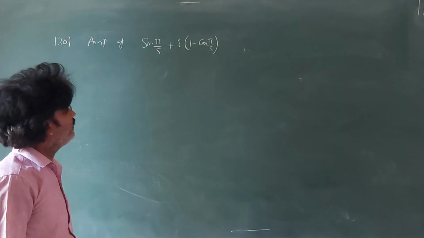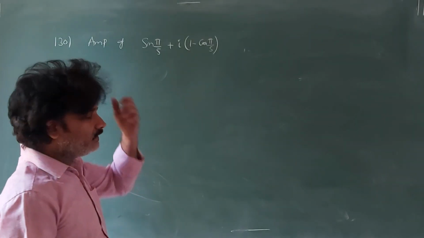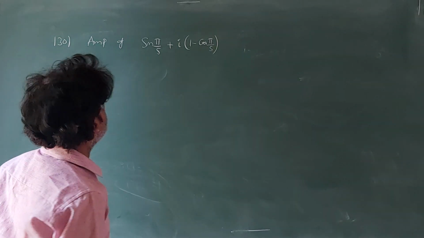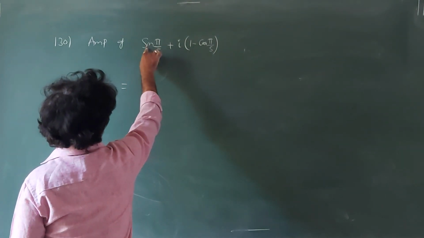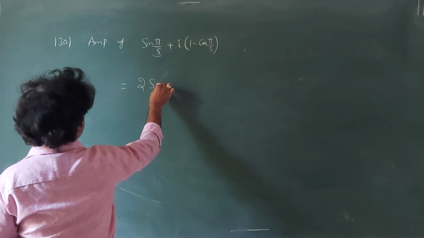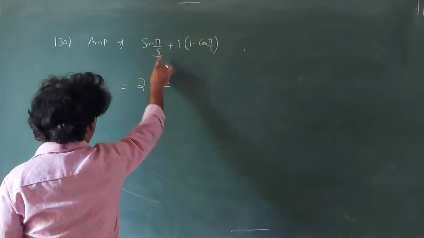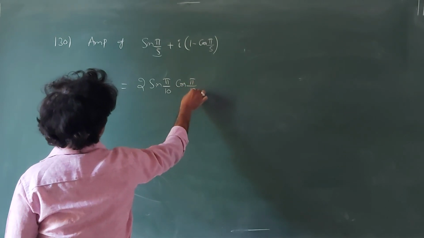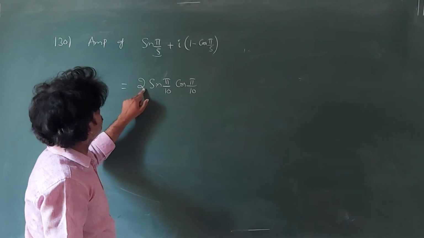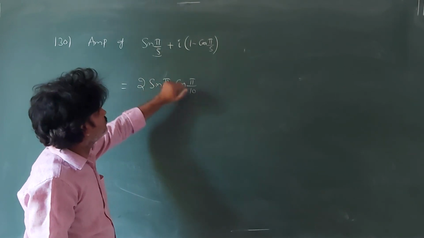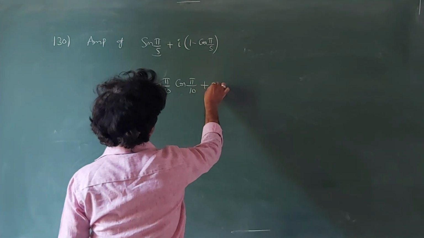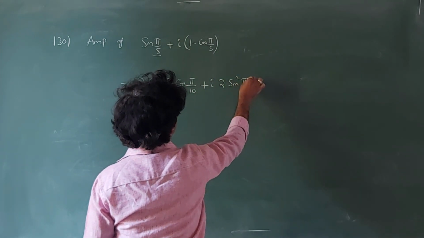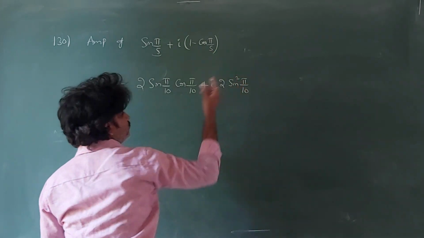Just a few trigonometry formulas. What is the sin 2a formula? 2 sin a cos a. So sin pi by 5 can be written as 2 sin(pi by 10) cos(pi by 10). Plus i into the same, 1 minus cos theta formula, 2 sin square theta by 2, where pi by 5 by 2 is pi by 10.